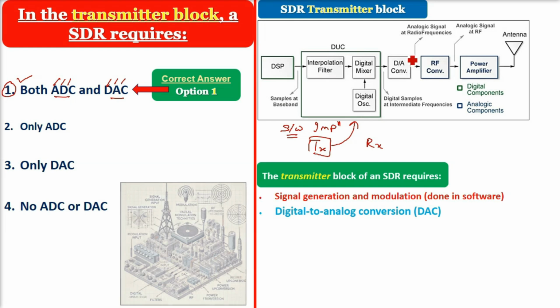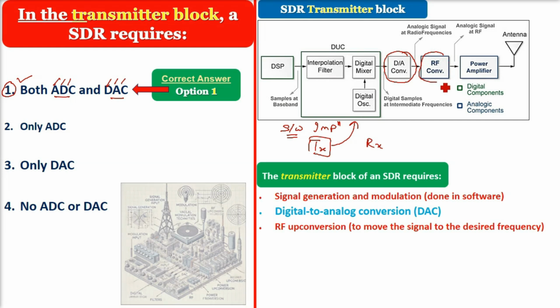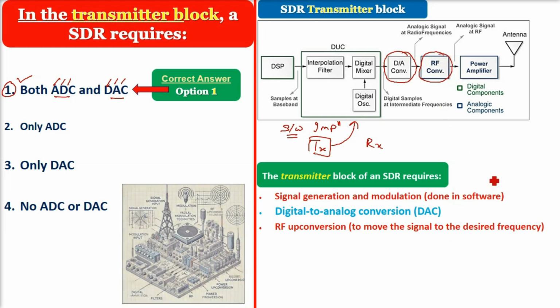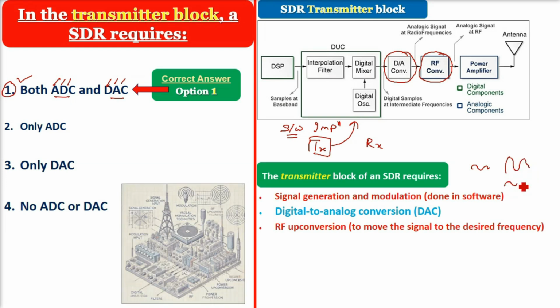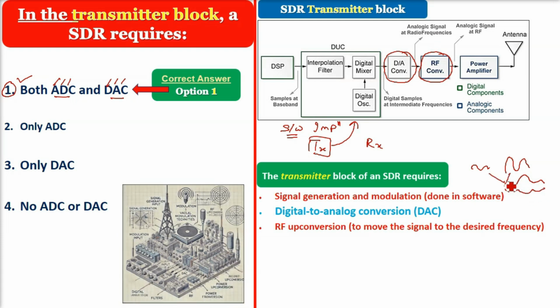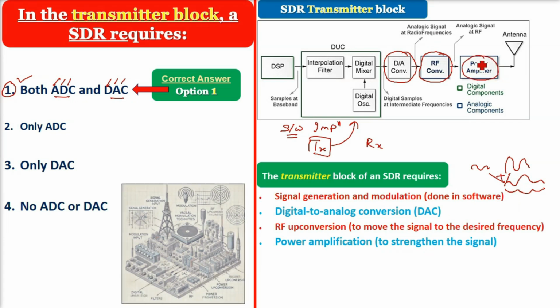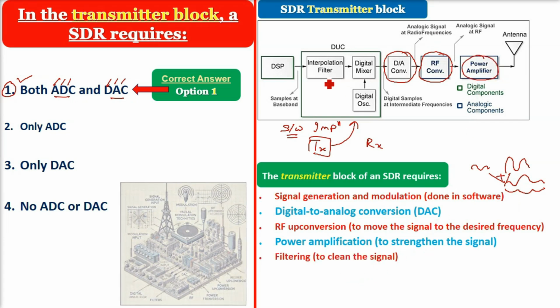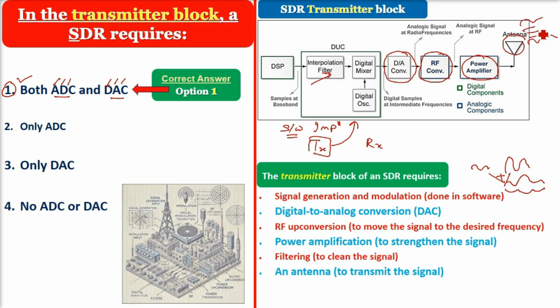Then we have the DAC, digital to analog conversion, which you see here also. Then the RF up conversion, in order to move the signal to the desired frequency. A carrier frequency is used with the original signal, and that is how it is modulated and sent. Then the power amplification strengthens the signal, and the filtering cleans the signal. And finally the antenna, because we need to transmit the signal, sending it to RX.